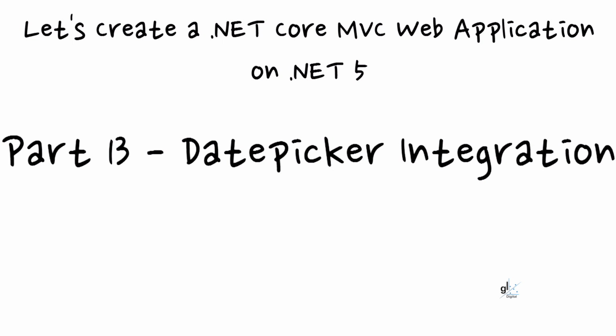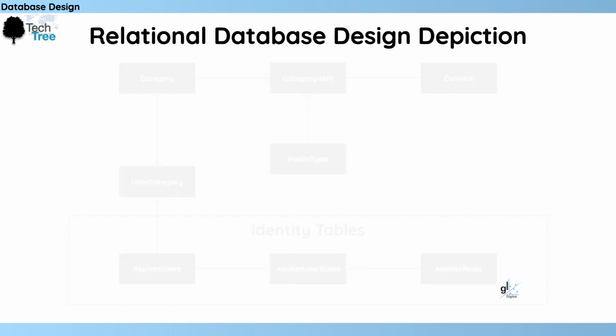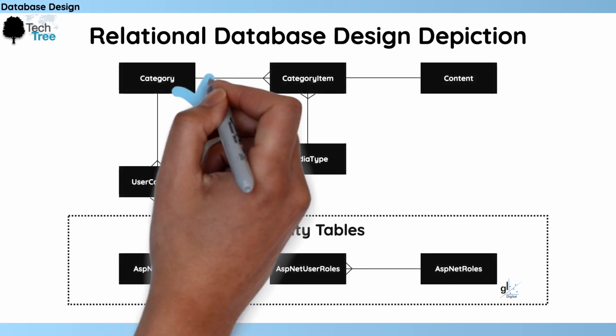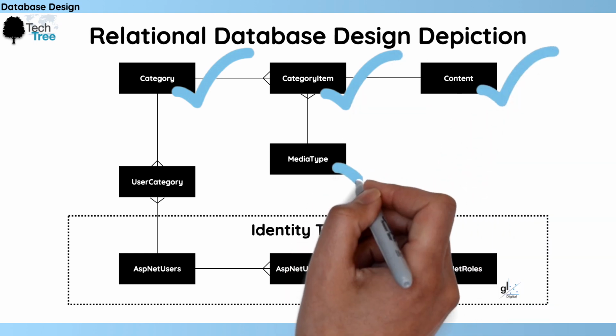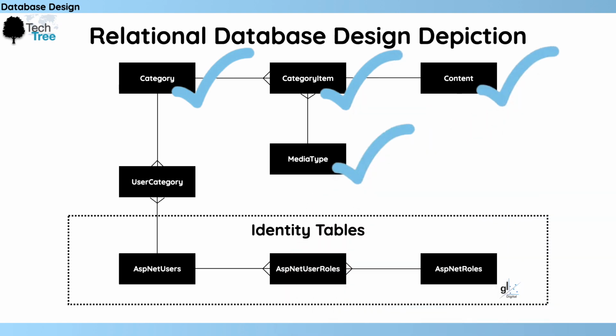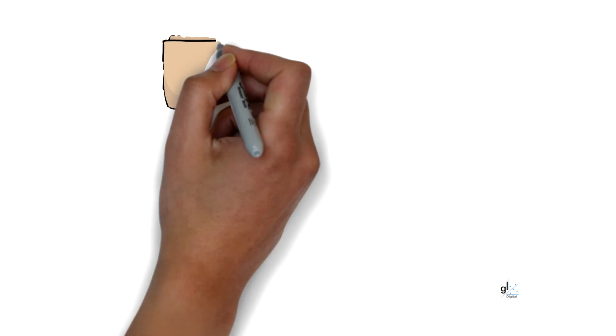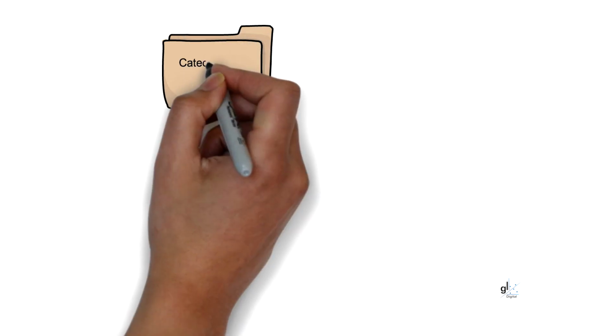I'm Gavin Lon. So, we are at a point where we have coded the CRUD-related code for the majority of our custom entities. We have coded the CRUD functionality for the category, category item, content, and media type entities. In this video, I'd like to focus on making a particular refinement to two arrays of views pertaining to the category item entity, namely the create and edit arrays of views.